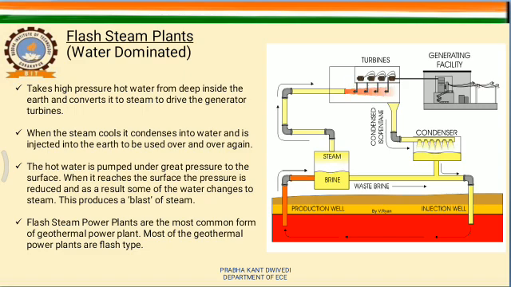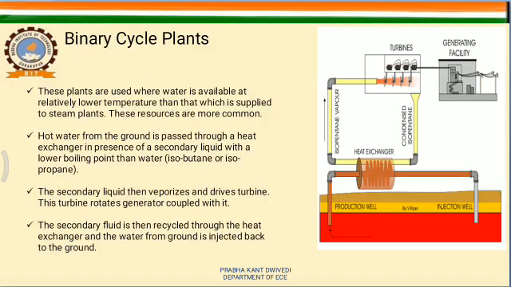So these places are very common, where steam is not available and hot water is available. That's why flash steam plants are the most common, and most of the geothermal energy plants are flash steam plants. But there are places where hot water is available, but at very low temperature. It cannot be vaporized. At such places, binary cycle plants are used.